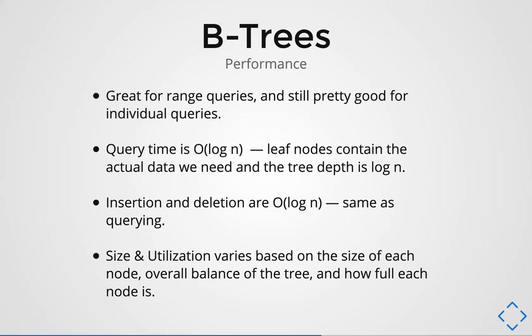Okay, so how do B trees stack up? They're really good for range queries because, as you can imagine, all those leaf nodes already contain ordered data. So if I want to fetch all the items from AA through AB, I just go to that leaf node that contains all those items and return them sequentially because I know that they're all in there. So they're really good for range queries, and they're still pretty good for individual queries.